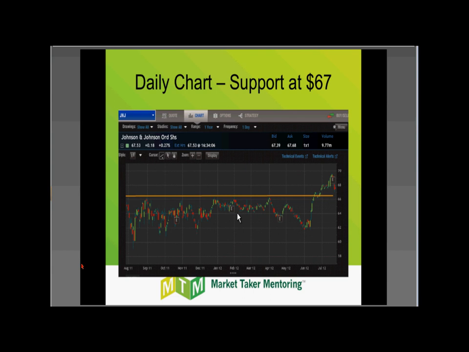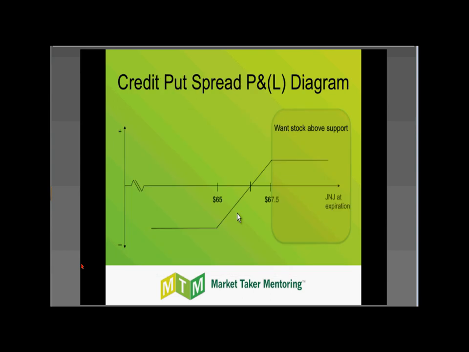It was resistance for about a year. And about a month ago, the stock busted out above 67 and resistance becomes support. Here is the opportunity. This is called a profit and loss diagram for a put spread.